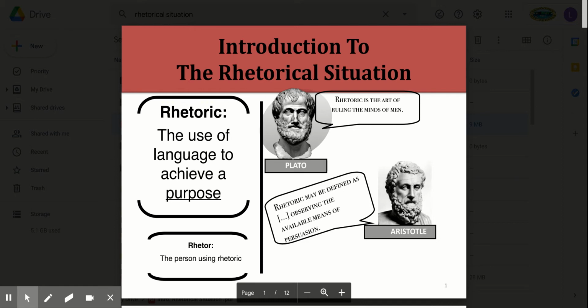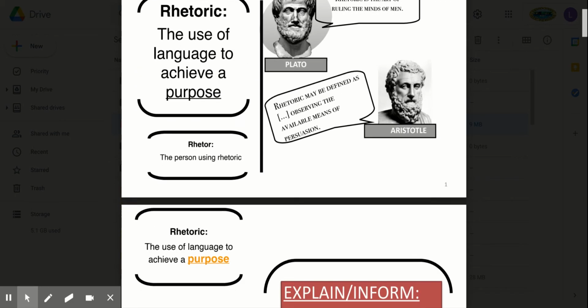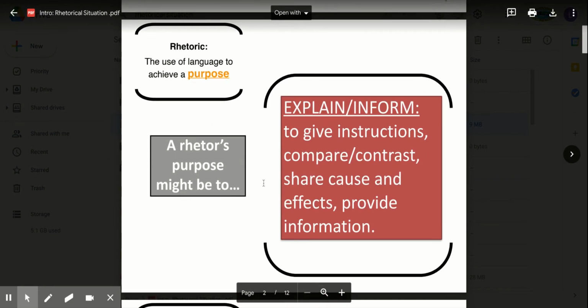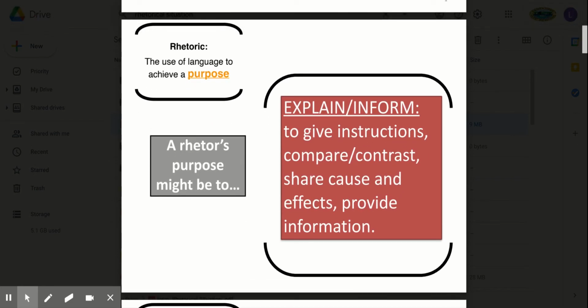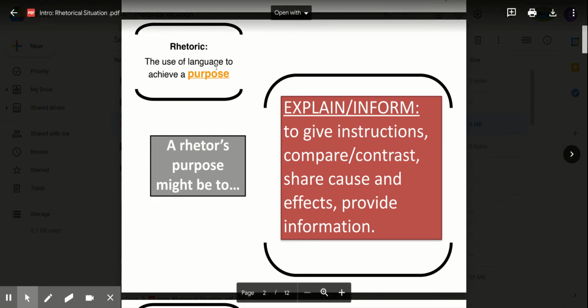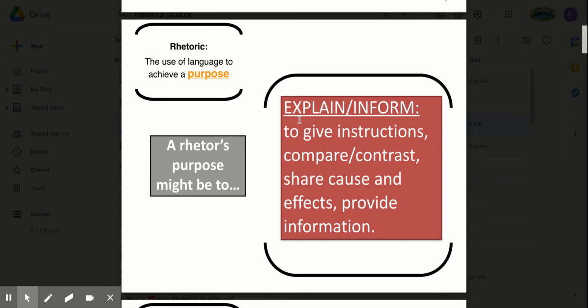Because even when you're talking casually as you eat breakfast and you're chatting with your sister, you are using rhetoric. Your purpose might be just to greet your sibling, right? But it's still you making rhetorical choices. So we are going to zoom in on this underlined word of purpose because it's really vague, right? What purpose? What do you mean by achieve a purpose? There are a lot of different purposes behind rhetoric, and I'm just going to briefly go over a few of them. You might find that rhetorical choices are engineered to achieve the purpose of explaining or informing.